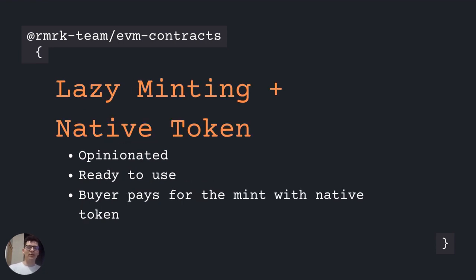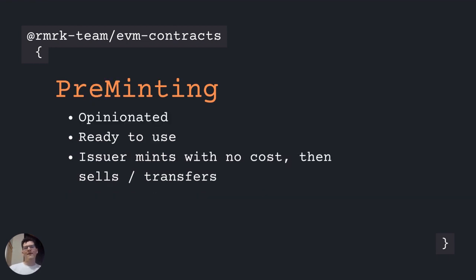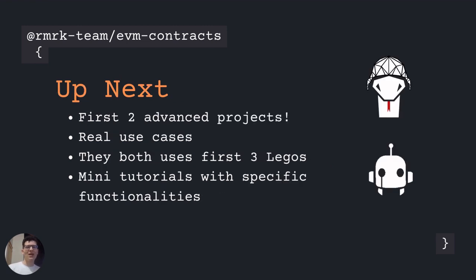Now we start with the ready-to-use implementations. These are opinionated. We took the decisions for you, so they are really ready to use. In this version, we use lazy minting, meaning it's the buyer who mints the token by paying with the blockchain's native token. Then we have a very similar version, which also uses lazy minting, but the payment is done with a custom ERC20, which the collection issuer chooses on deploy. Finally, we have the pre-minting option. Here, it is the collection issuer who mints all the NFTs for free, then they can list them for sale or simply transfer them.